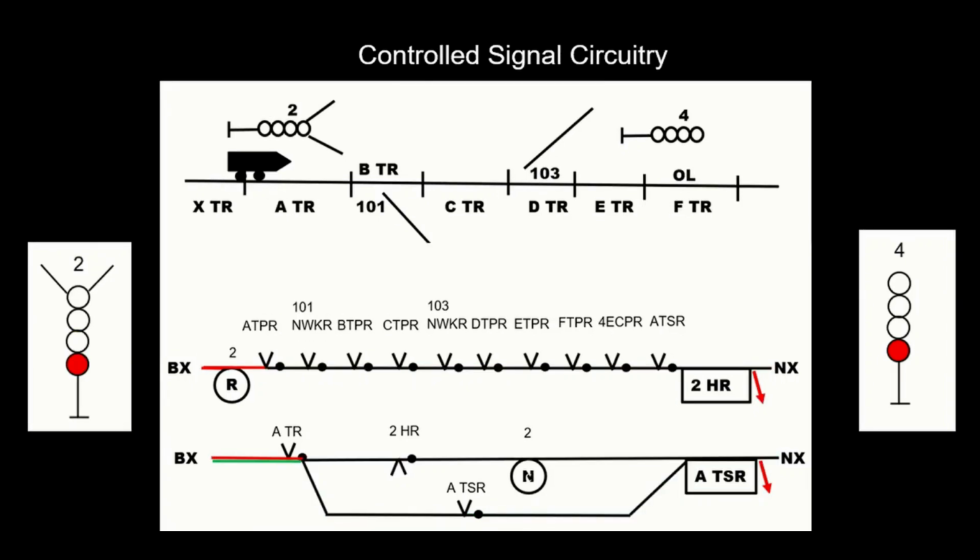When the train passes signal 2 and the front wheels drop A-track circuit, both 2HR and TSR will drop. Note that the red feed to the HR and both red and green pick and stick feeds to the TSR stop at the front contacts of ATR, which is now down because the train is occupying it. Number 2 signal, as expected, goes to red, and at this stage TSR remains down.